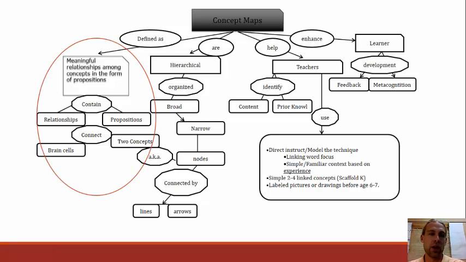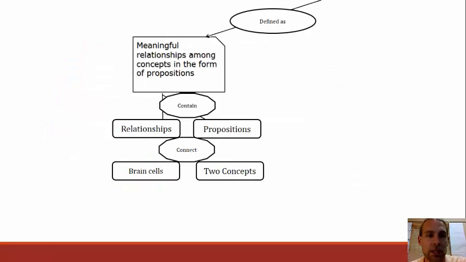So let's start over on the left-hand side where we talk about the definition of concept maps and how we work through this. So concept maps can be defined as the demonstration of meaningful relationships among concepts in the form of propositions. To really gain a big understanding of propositions is to really understand how concept maps help and work.